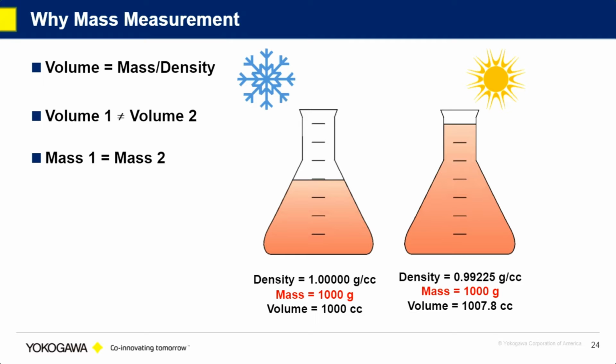So when we're looking at flow measurement, in this illustration here, the mass is the same for both, but as temperature increases, our density will decrease. And then in turn, the volume of that liquid will increase as well. So you can see the density is changing, but again, the mass remains constant.